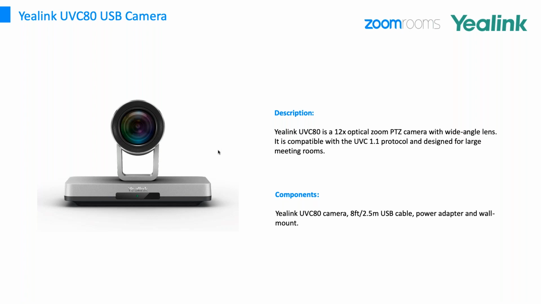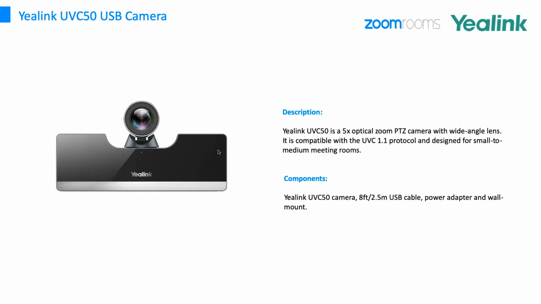We touched on a good bit of detail with the UVC80. Just want to also reiterate that the camera itself is completely plug and play. It is a standalone USB camera, so all the components are included in the box that it's sold with. So you get an 8-foot USB cable, a power adapter, and a wall mount. It is not PoE powered, so it does require the AC adapter and a plug nearby in order to work. Same thing would be true for the UVC50, a little bit smaller camera compared to the UVC80, but again, still fully optical lens, pan tilt zoom, comes with the 8-foot USB cable, power adapter, and wall mount.